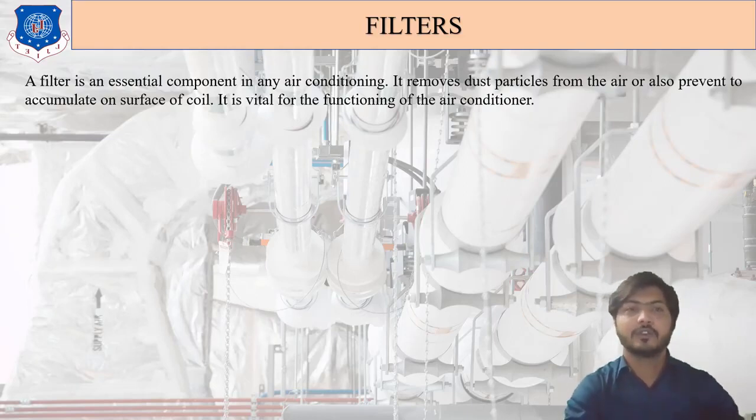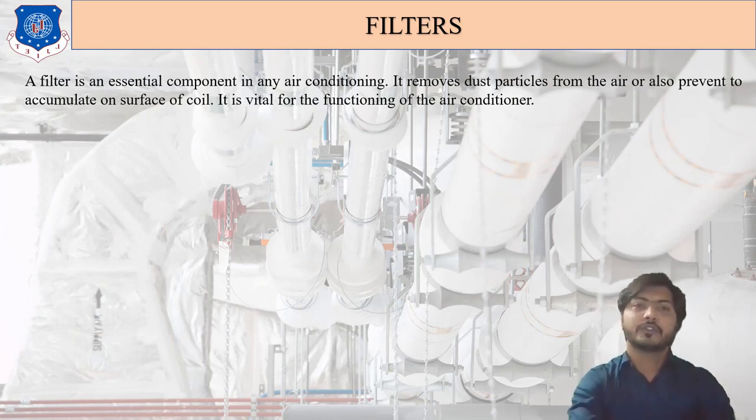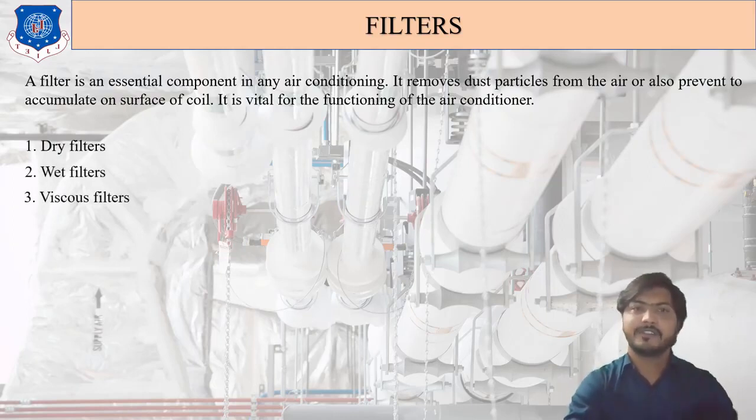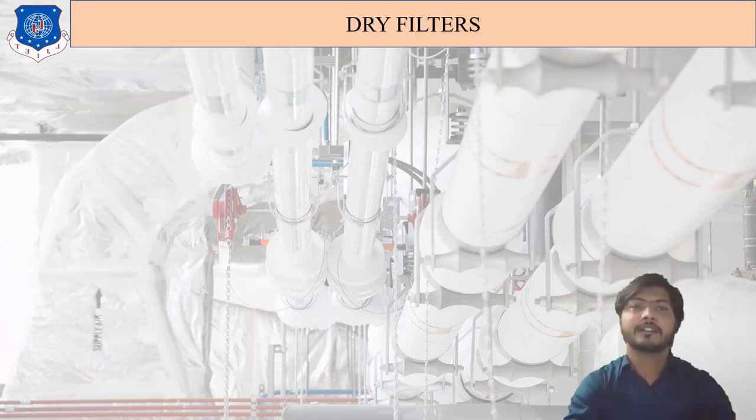That means if a cooling coil or heating coil is used, dust particles accumulate on it. That's why we remove the dust particles using a filter before the coil. It is vital for the functioning of the air conditioner. The first type of filter is the dry filter, second is the wet filter, third is the viscous filter, fourth is the carbon filter, fifth is the HEPA filter, and next is the electrostatic precipitator filter. So let's start with the dry filter.